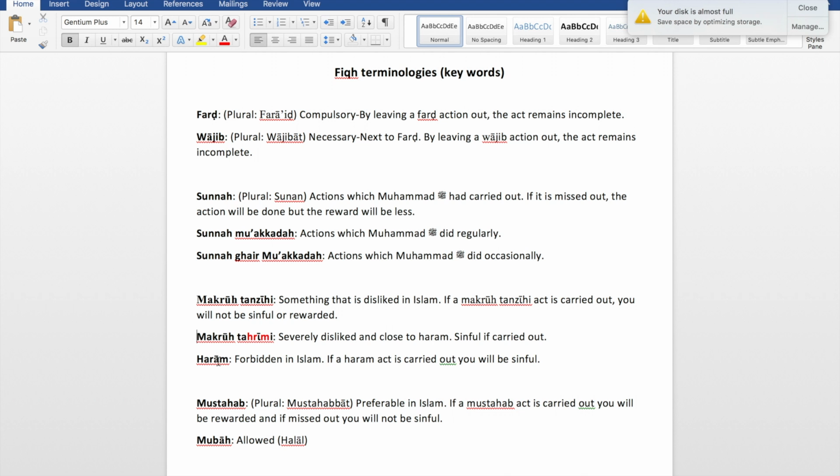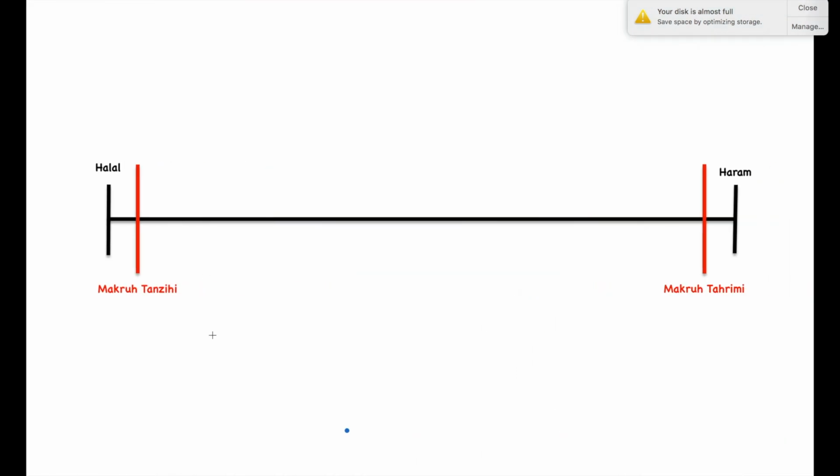But in terms of doing them, haram and makruh tahrimi are exactly the same. Just how you'll be sinful for doing a haram, exactly the same way you'll be sinful for doing a makruh tahrimi. So that's what you have to understand for now. So that's makruh tahrimi. Let me give an example so you can understand it like this. Okay, let's look over here.